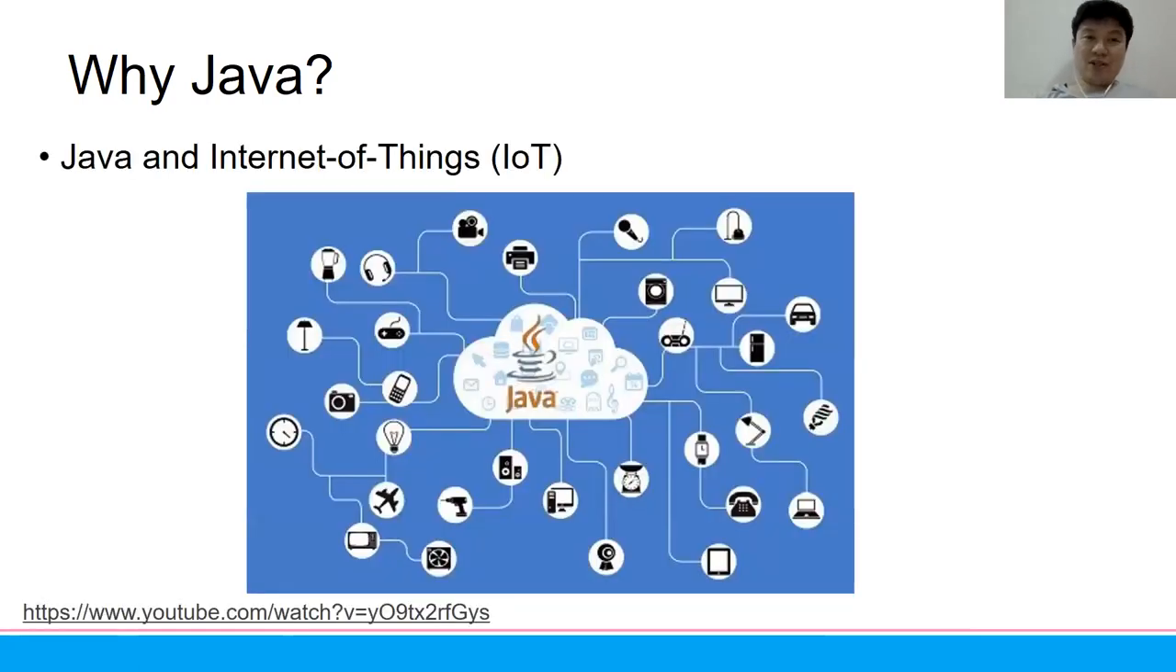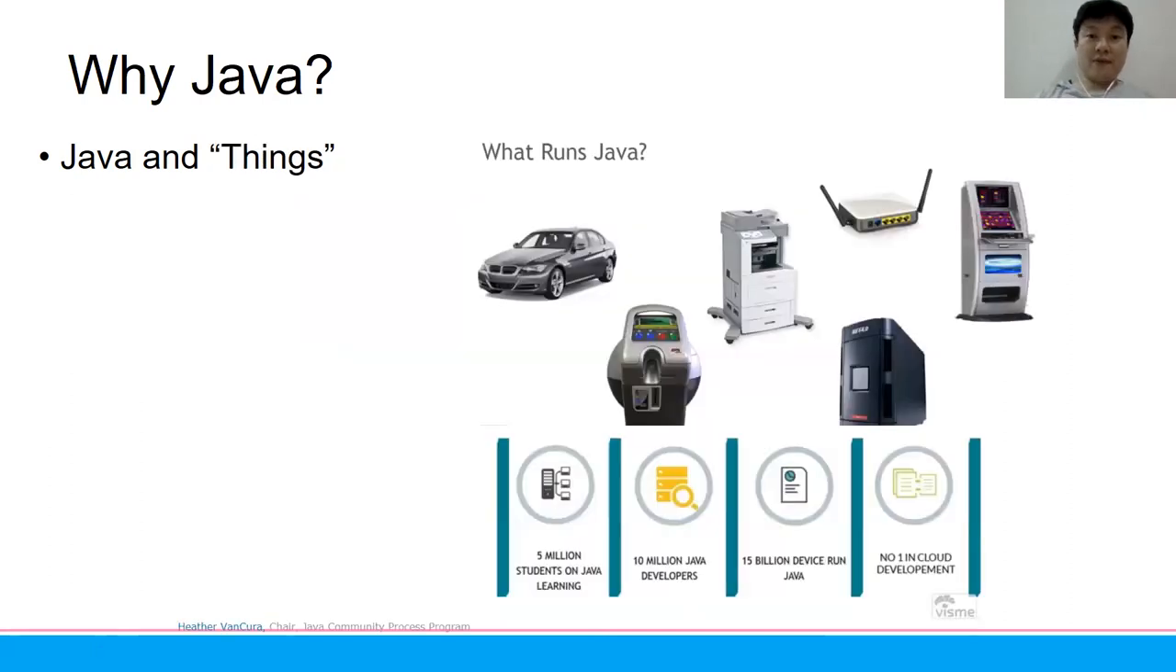Internet of Things. Nowadays the internet has been developed more and more. So the Internet of Things has become a popular word. When you have the Internet of Things, Java can be connected easily. Yeah. There's a YouTube video, you can check the YouTube. Okay, this is about the Internet of Things in Java. And Java and Things.